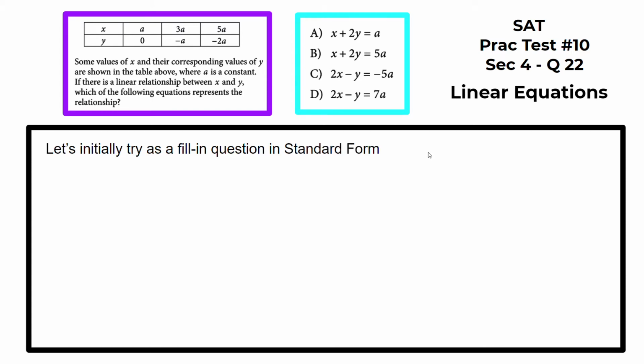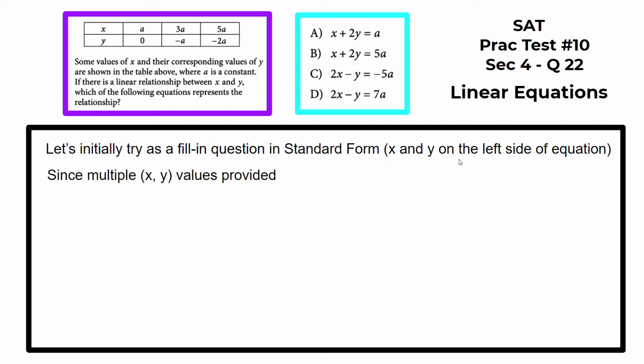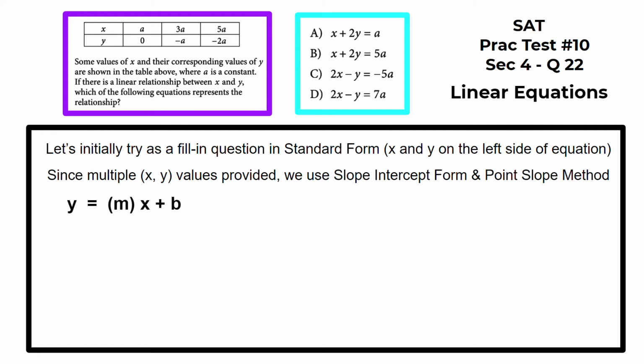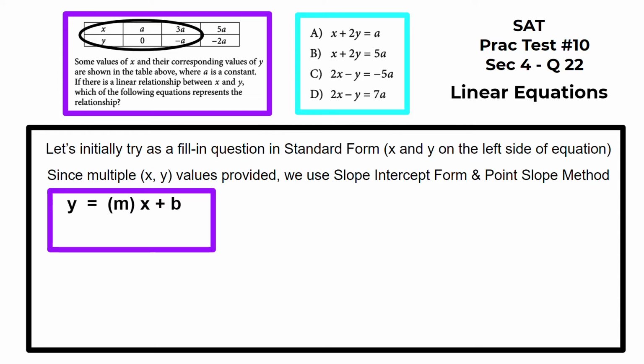Let's initially try this as a fill-in question in standard form and not consider our answer choices provided. Standard form is where x and y are on the left side of the equation. Since multiple xy values are provided, we use the slope-intercept form and the point-slope method. So the slope-intercept form of the equation is y equals mx plus b, where m is the slope. Now let's calculate the slope using the point-slope method.